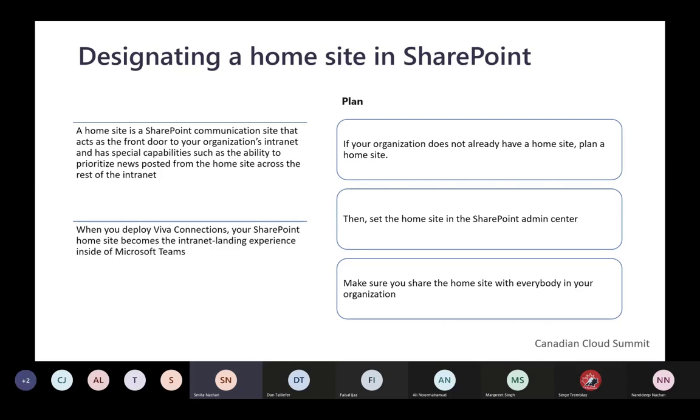Some of the important things: the SharePoint home site is required to set up Viva Connections, and home sites are generally high traffic sites, so they should be optimized for performance. While getting started, if your organization does not already have a home site, plan for a home site, then set the home site in the SharePoint admin center. Make sure that you share the home site with everyone in your organization. And when it comes to permission, the SharePoint administrator or higher can create a home site.